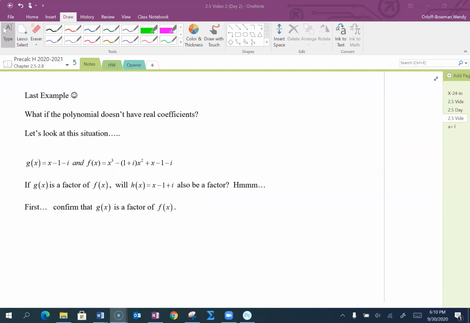All right, here's a really fun problem because I've been emphasizing real coefficients, real coefficients. So I have a situation where I don't have real coefficients. So I want you to read through this and I want you to do the first step. I want you to go ahead and see if you can work through this piece of information here.